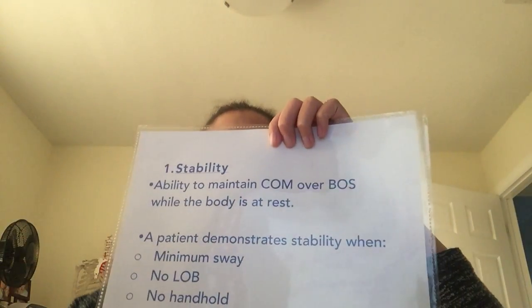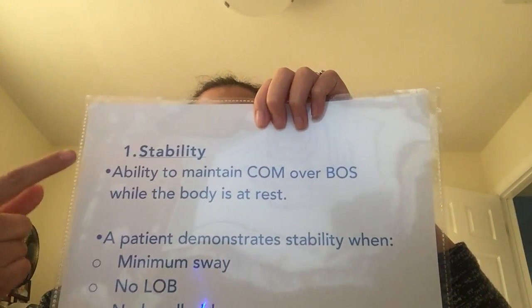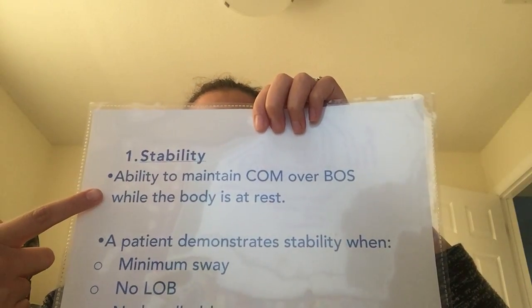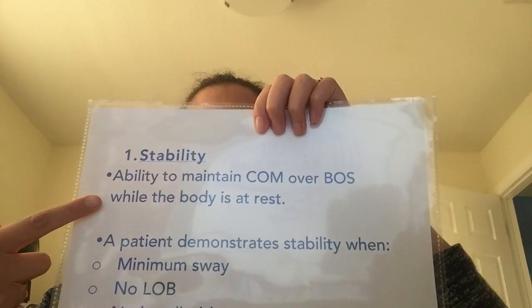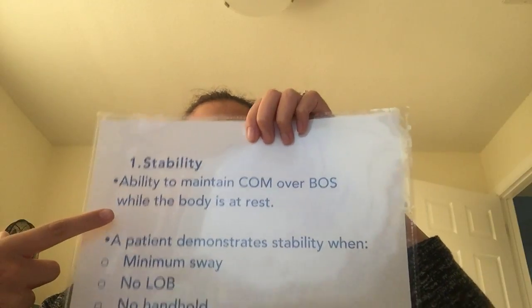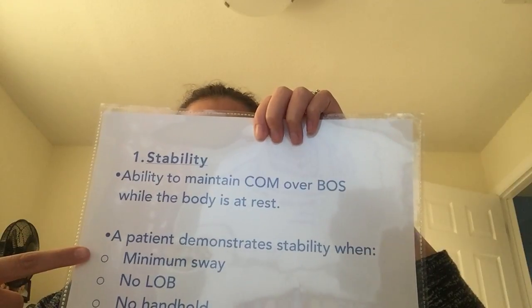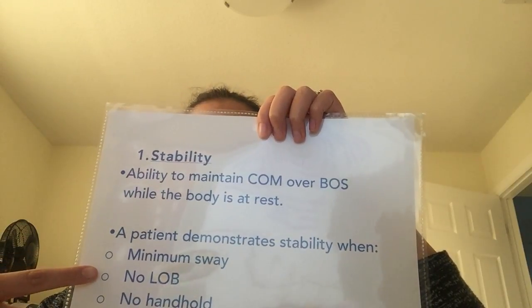Stability. When we're talking about stability, we're talking about the patient's ability to maintain the center of mass over the base of support while the body's at rest. There are 3 things that we're looking for in order to determine if a patient is stable. The first one is minimum sway. The second one is no loss of balance. And the third one is no handhold.